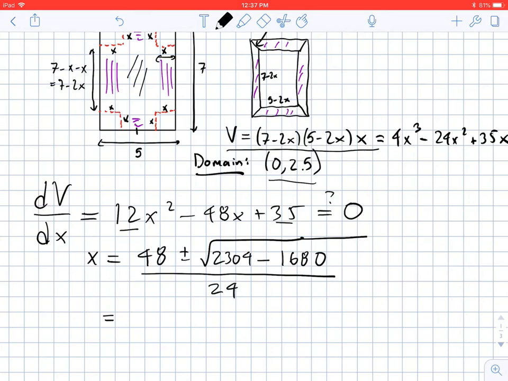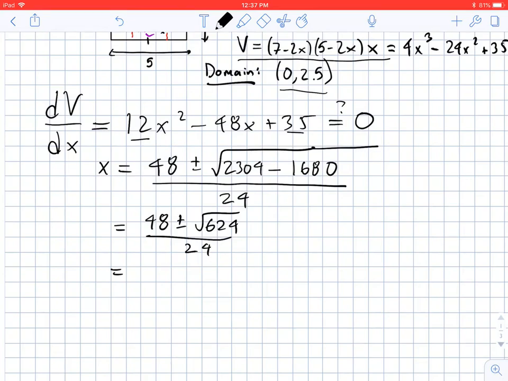All right, so we'll simplify a little bit. 48 plus or minus the square root of the difference, which is 624, so root 624 over 24. And now 624 is equal to 16 times 39, so this will be 4 root 39 over 24. If we break this up into two fractions, 48 over 24 is 2, plus or minus 4 over 24, which is 1 over 6, so root 39 over 6.